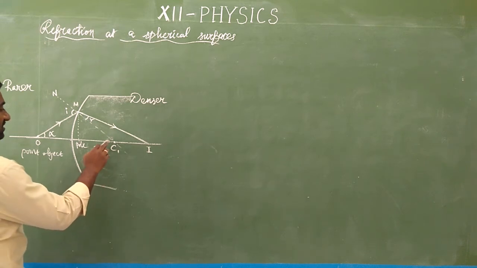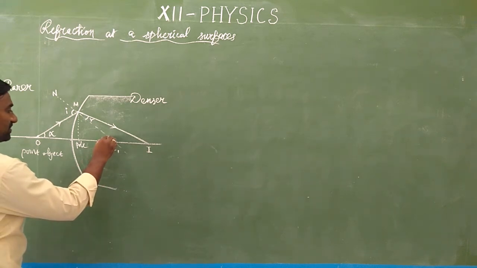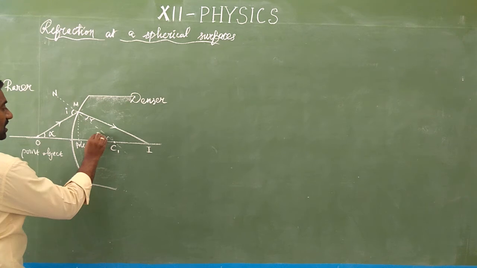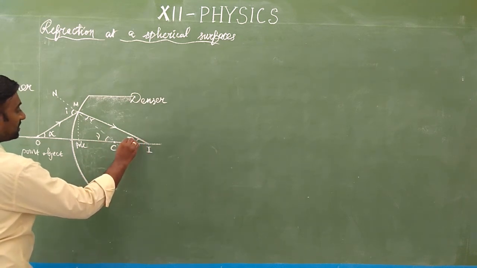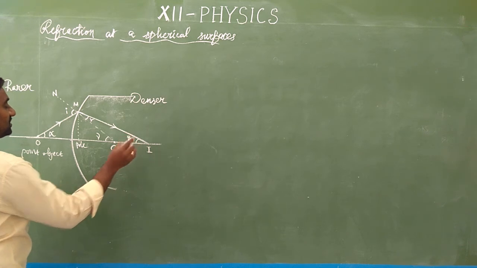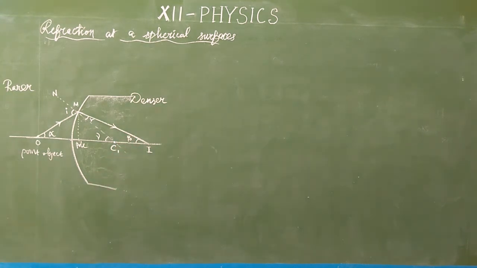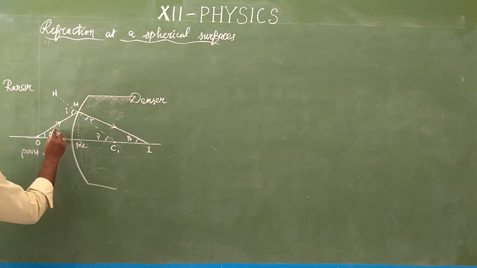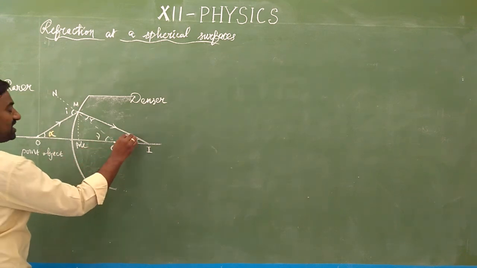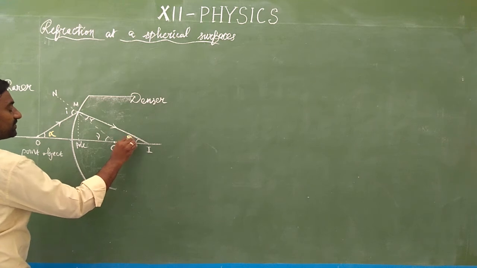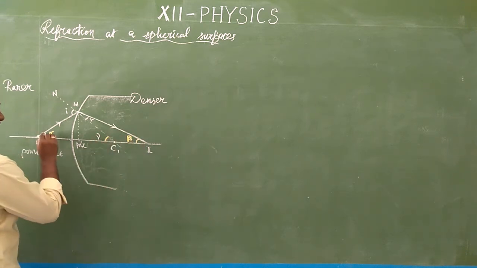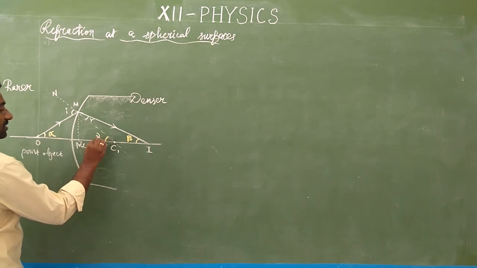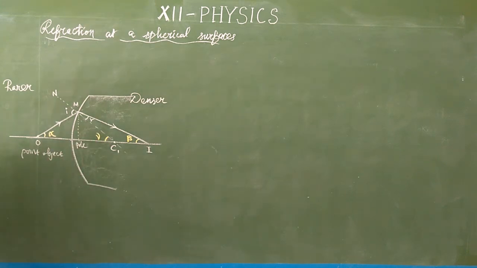Here, the center of curvature creates an angle to the principal axis, which is gamma, and the image creates an angle to the principal axis, which is beta. So we have three different angles. What are the three different angles? Alpha, beta, and gamma. Alpha is the angle created between the incident ray and the principal axis. Beta is the angle created between the image and the principal axis, and gamma is the angle created between the center of curvature and the principal axis.